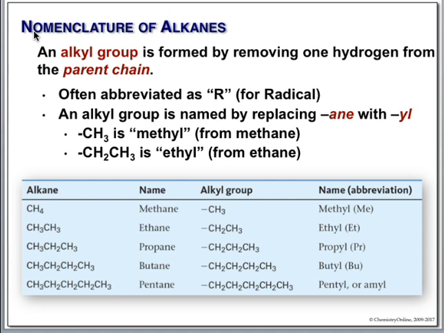Now this can get really complicated, but the root of it is fairly simple. If you have a side chain on somebody else's parent, you just look at the number of carbons, put a -yl on it, and that describes it.